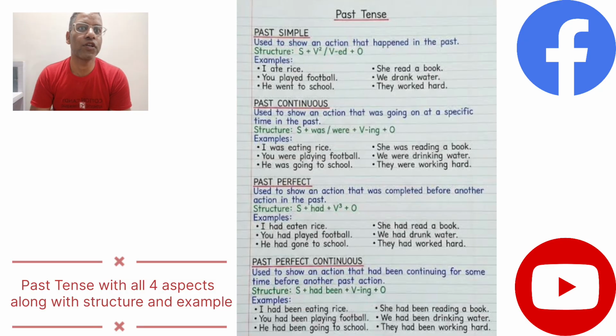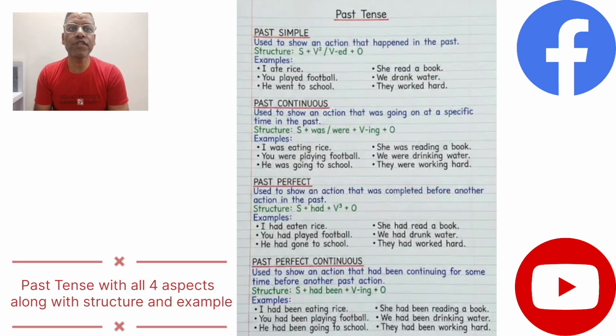Let us go for the structure of it. In the structure, we have subject plus was/were plus verb plus ing, that is the present participle form of the verb, plus object. Let's begin with an example. You know that was comes with the singular subject and were comes with the plural subject. Okay, that's the difference. So let's go for the example.